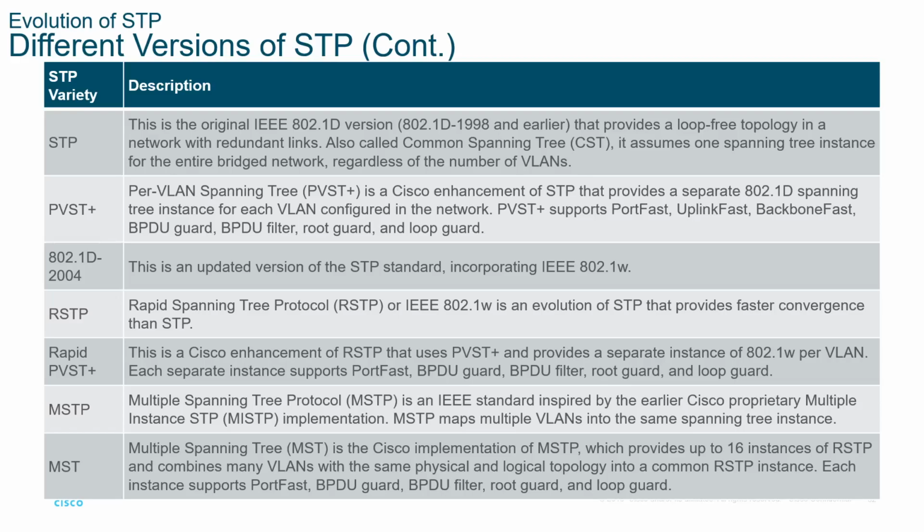Now, MST, the Multiple Spanning Tree, is the Cisco implementation of MSTP and provides up to 16 instances, and combines many VLANs with the same physical and logical topology into a common RSTP instance. It also provides a few features such as the PortFast feature, BPDU Guard, BPDU Filter, and so on.